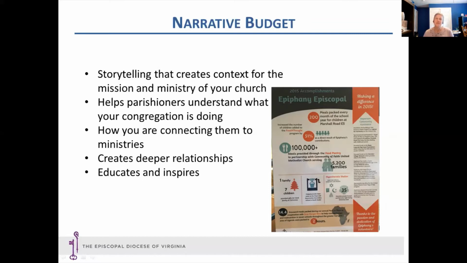So the narrative budget helps parishioners understand what the congregation is doing, how you are connecting them to the ministries, creating deeper relationships through education and inspiration.